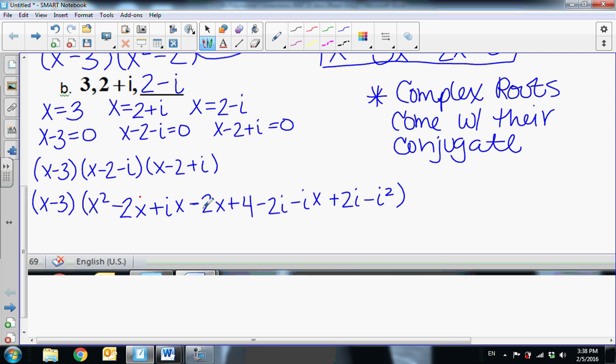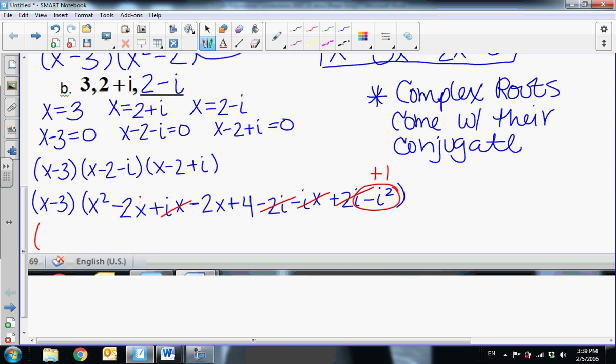What do you think we should do now? Combine like terms. Can anything cancel? Minus 2i and positive 2i. Plus ix and minus ix. We can combine those, right? What happens to minus i squared? Positive 1, right? Because negative i squared is negative 1, and negative 1 gives me positive 1.